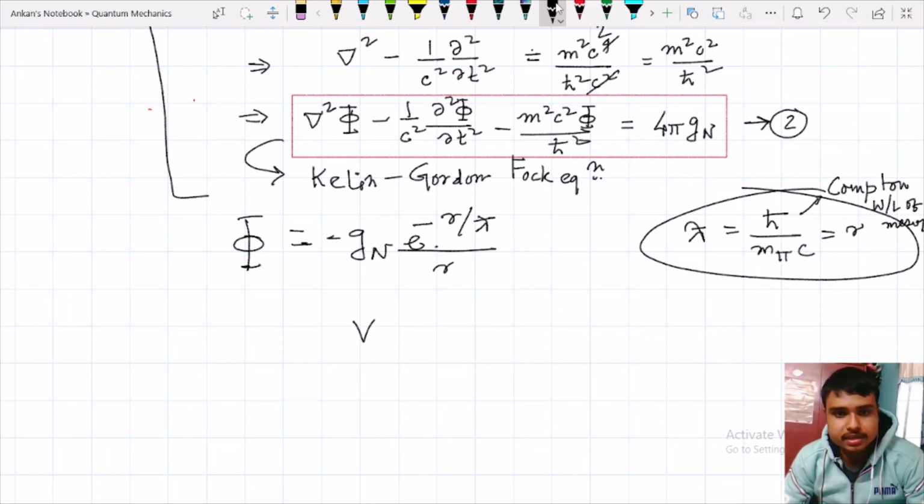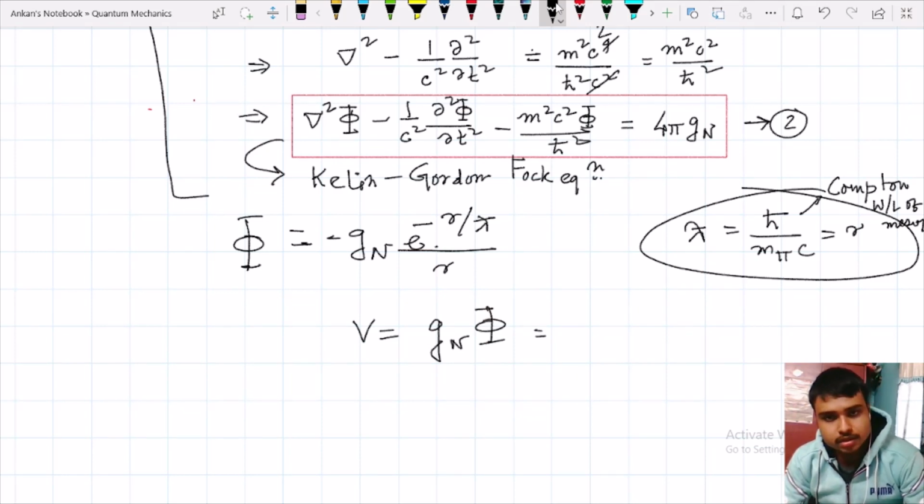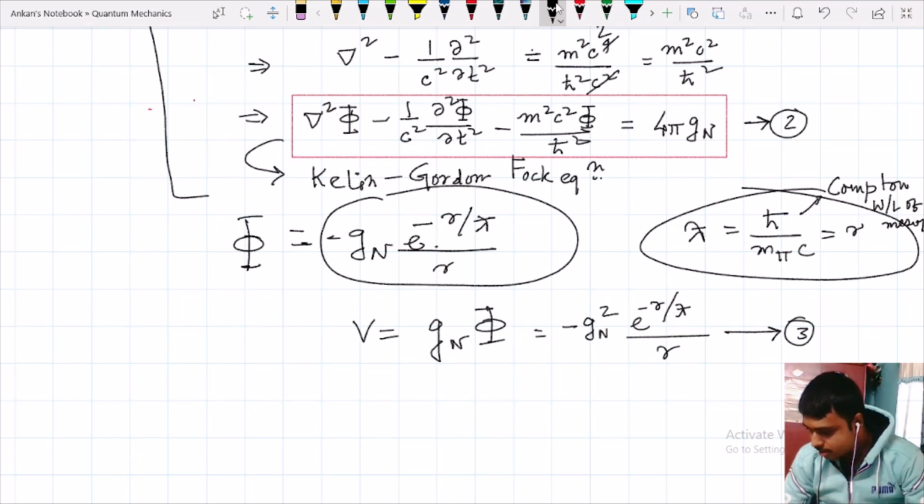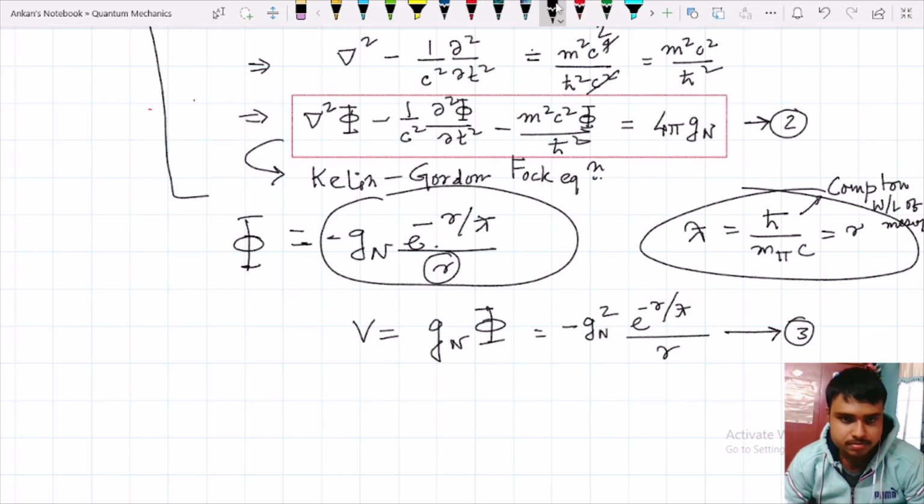Now the potential can be taken as g n into phi, so if we put the value of phi here, then we get g n square e to the power minus r upon lambda cut upon r. This should be equation 3, and this is the actual potential solution. The dimension of g n is that of the electric charge, because we know that charge by distance has the dimension of potential. So g n should have the dimension of charge.